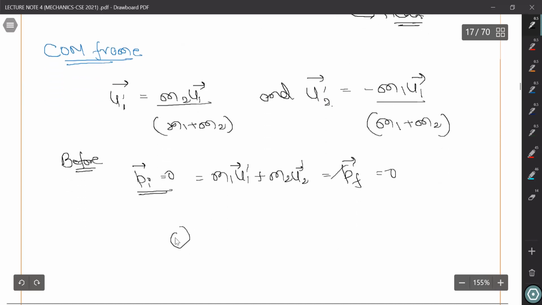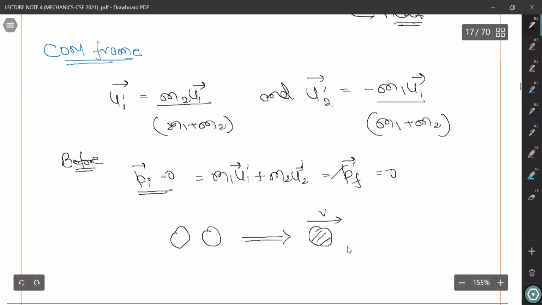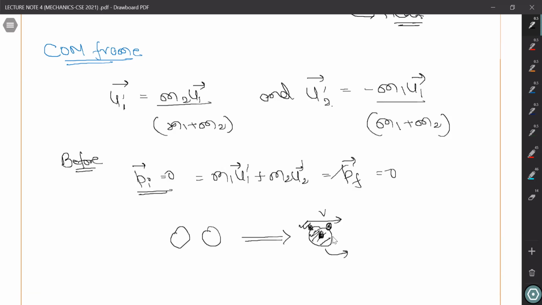So what does it mean if you visualize this thing? Two things come together to form one thing, and all of them move with the same velocity. So the center of mass will also have the same velocity. So in this center of mass frame, suppose this particle is moving with v, this particle is moving with v, and you are at the center of mass. You are also moving with v. So what is the velocity of this particle with respect to yourself? It's 0, right? So in the center of mass frame, nothing will move. They will be at rest, right?